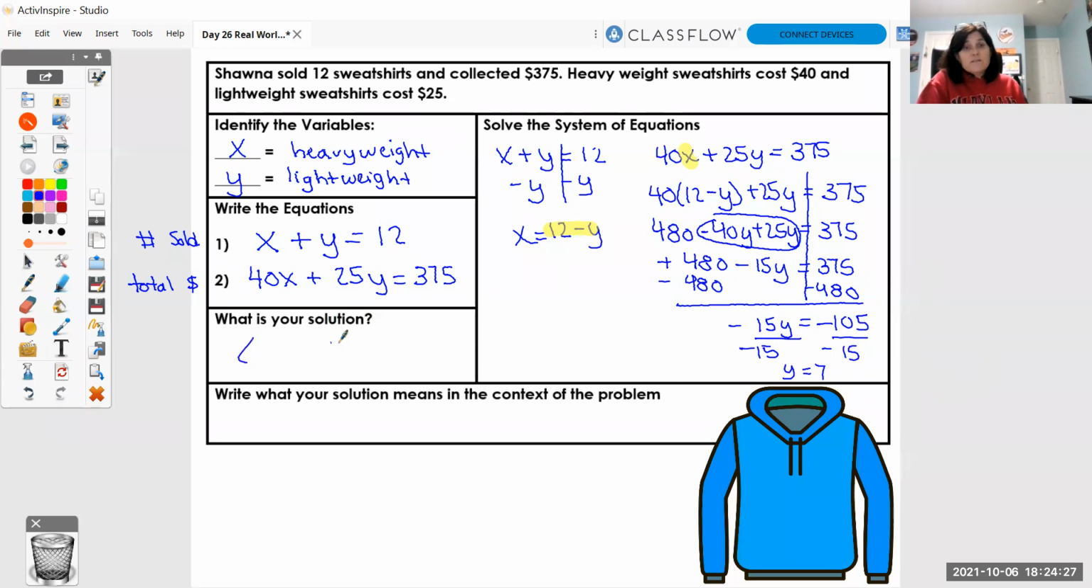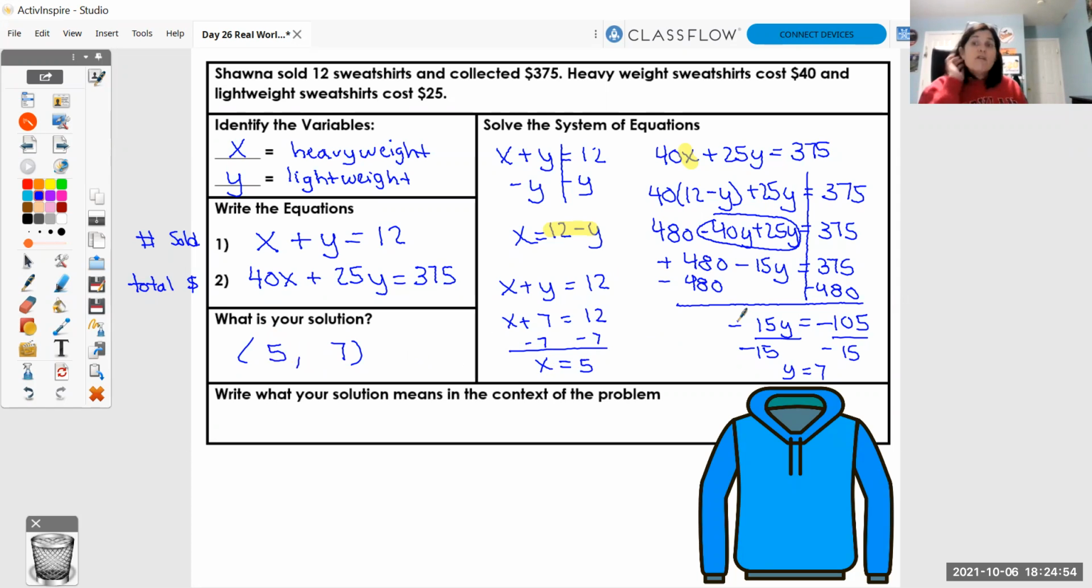So that means for my solution, y is 7. And then I know that x plus y has to equal 12. So some number plus 7 has to equal 12. And then if we subtract 7, x has to equal 5. You might not have had to do that. You might have known that in your head. This one was pretty simple. And so we end up with 5, 7.